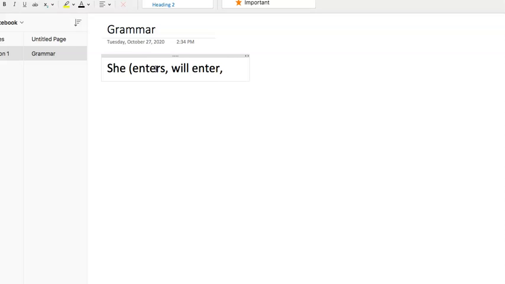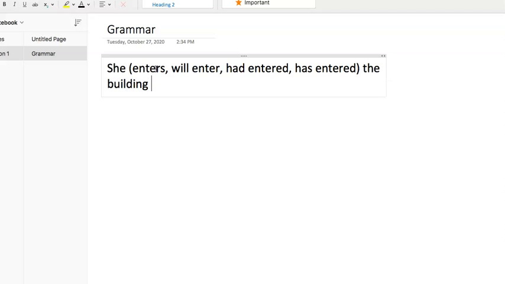Right, and again, we're going to be looking at the whole sentence. Right now, we don't know. There's no way we know yet. And we want to know past, present, or future. That's the question. If we know that, the rest is pretty easy. Okay. Is it she enters, will enter, has entered, had entered, has entered the building next Tuesday?